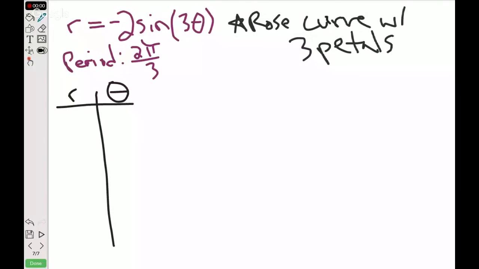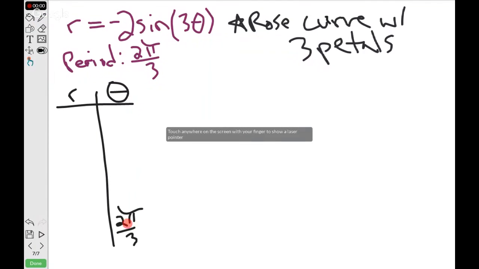And so I'm going to put my period at the end here, just like we normally do. Now, again, if you need to do this work out, you should. I'd encourage you to do that just to make sure you don't make a mistake in your values. So, halfway point of 2 pi over 3.